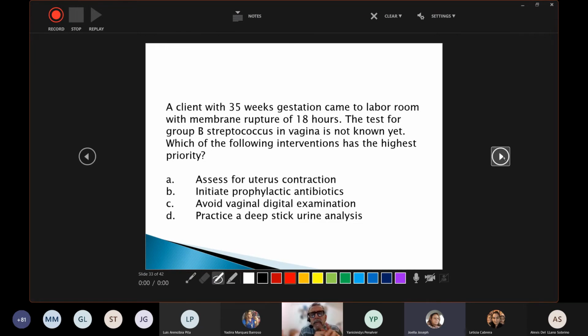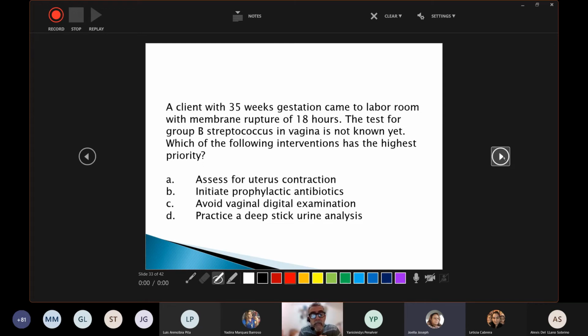Which of the following interventions has the highest priority? So now a prioritization question. It means that everything is a priority, but one has the highest priority. Which of the following nursing interventions has the highest priority?